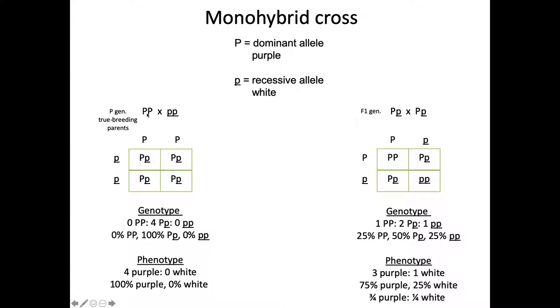So here, this homozygous dominant parent can only give one type of allele. So they make this gamete here, this big P. So this is one gamete, and here is another gamete of this parent. And then from this other parent, they can only make one type of gamete. They can only give the little p, the recessive allele. So this is one gamete here, and this is another gamete here.